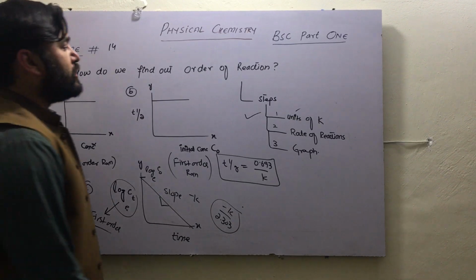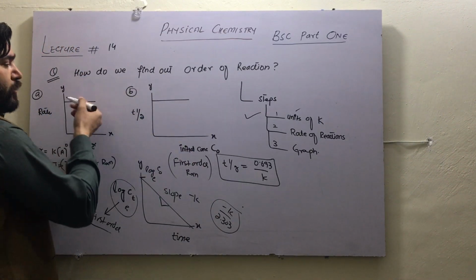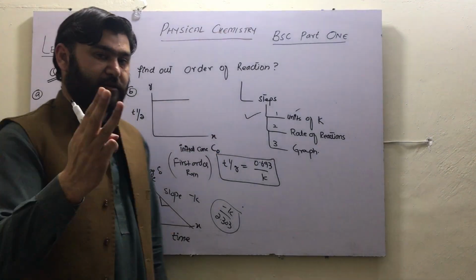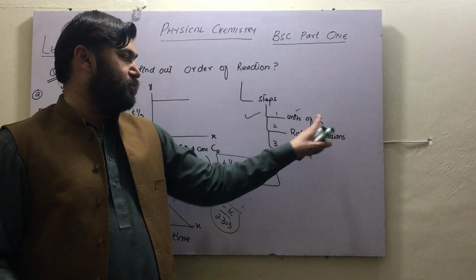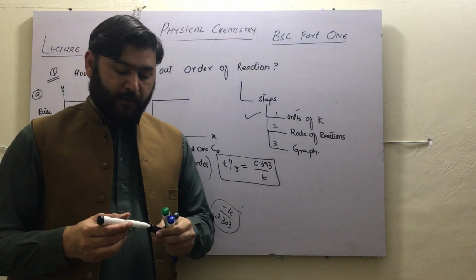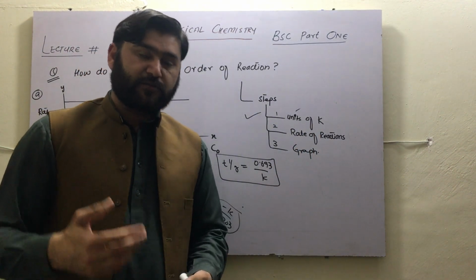So these are the three. I think you got the answer to the question of how we find out the order of reaction. There are three ways: from the units of k, from the rate of reaction, and from the graph. So very easy, you just practice these questions.